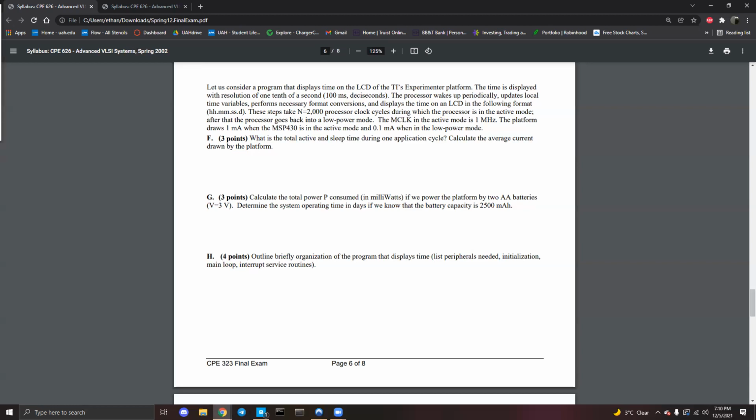Well, quick maths time. How do you calculate a weighted average? Something over the total, in this case time. We have 2 milliseconds and 98 milliseconds. So you do 2 milliseconds divided by the total, 100 milliseconds, times 1 milliamp, plus 98 divided by the total, 100, times 0.1 milliamps. That equals 0.02 milliamps plus 0.098 milliamps.